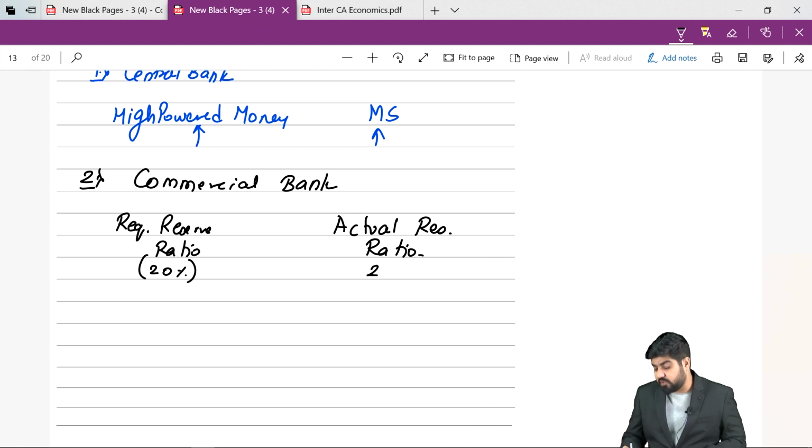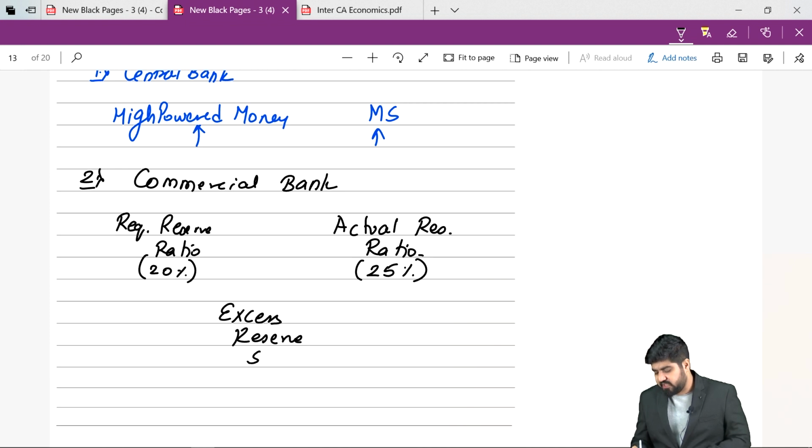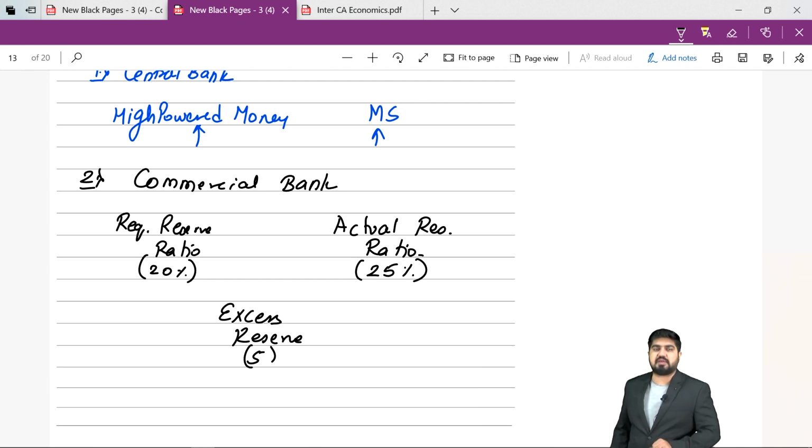So let's suppose actual reserve ratio is 25%. Are you getting this? So required reserve ratio is 20%, actual reserve ratio is 25%. How much is the extra reserve ratio? So excess reserve ratio is nothing but 5%. Now, what is this excess reserve ratio? Actual reserve ratio minus required reserve ratio.